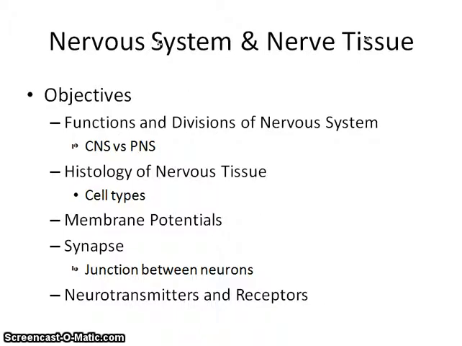We'll talk about the types of nerve tissue, the different cell types, what exactly a membrane potential is, the synapse, which is the space between those cells that we'll learn about, and then the last part is what is a neurotransmitter and receptor.